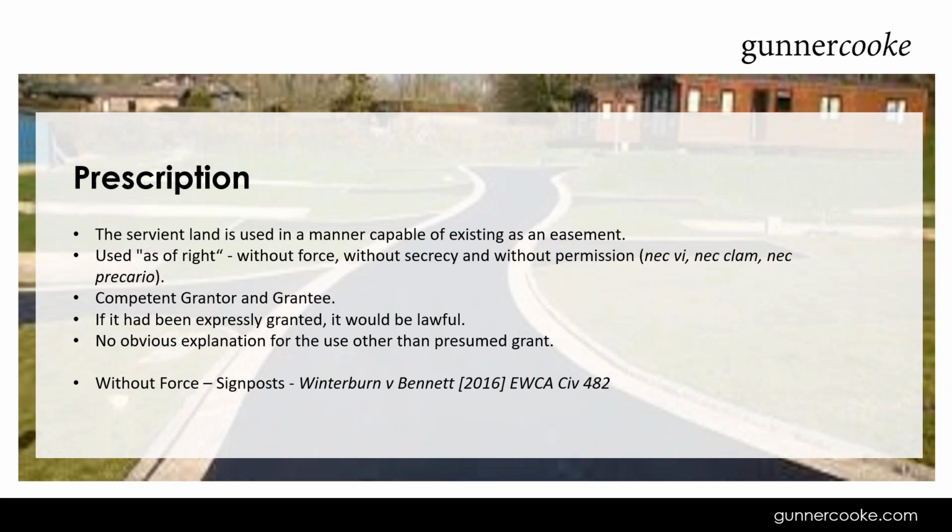It also has to be something that, if it were expressly granted, would be legal. So you can't, for example, grant a right of way over common land, because it wouldn't be legal for someone to drive over common land. So therefore, even if they've been doing it, it wouldn't be something that would be capable of being granted as an easement. And then the final common sense check, which is there's no other obvious explanation for use other than there must have been some sort of prescription there.